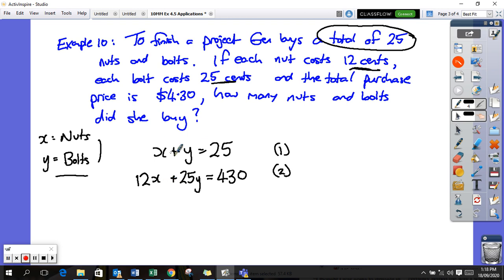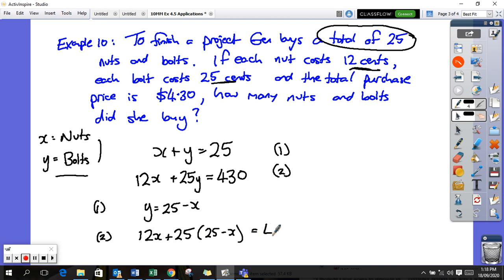We're not going to. I'm going to recognise that I can make equation 1, minus the X. So I'm going to go Y equals 25 minus X. I'm minusing the X from this side, so I have to minus it from that side. So now I'm going to substitute. Equation 2 is going to tell me 12X plus 25 times 25 minus X. Instead of Y, I'm just putting in 25 minus X, substitution, equals 430.